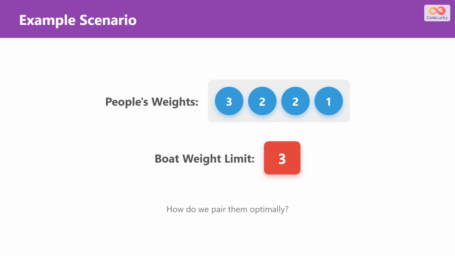Let's look at an example. Imagine we have 4 people with weights 3, 2, 2, and 1. The boat's weight limit is 3. Looking at these numbers, how would you arrange them to use the fewest boats possible? Take a moment to think about it.